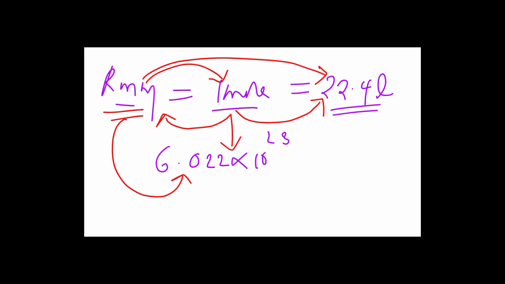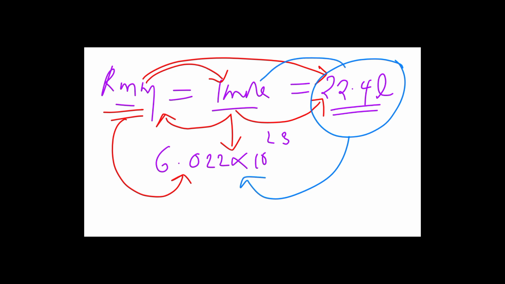In another way we can conclude that 22.4 liters of any gas contain 6.022 into 10 raised to 23 particles, and this 22.4 liters is equivalent to 1 mole, and this 22.4 liters is also equivalent to the RMM of that particular substance. I hope this is clear now. This is a basic fundamental concept which you should be aware of in order to tackle all such problems related to chemical equation.